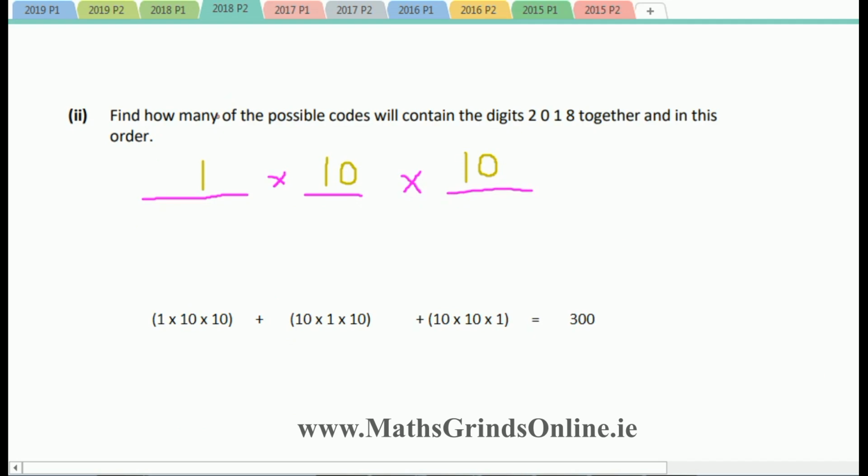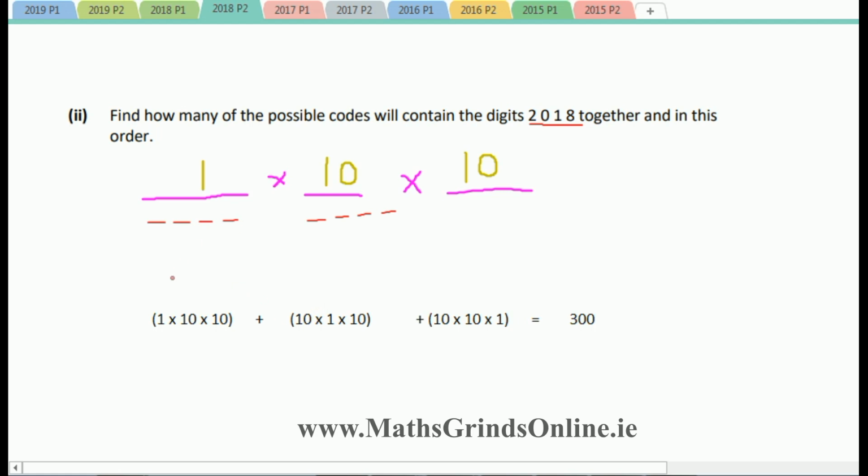Right, on to part 2. Find how many of the possible codes will contain the digits 2018 together and in this order. Remember there were 6 possible digits. If 4 of them have to come together, 2018, there's only one possibility of that happening, and then the next two have 10 and 10 possibilities. So that's one way. However, this could also happen with the 2018 in the middle.